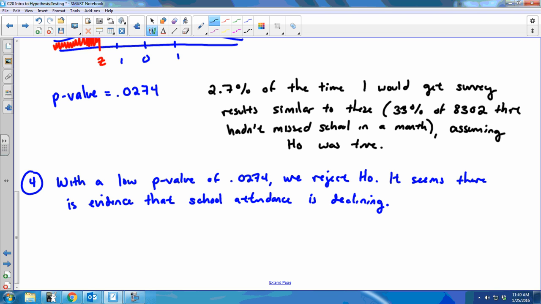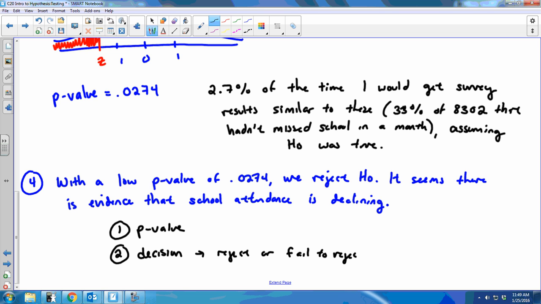In your conclusion, you have to have 3 things every single time. 1, you have to have a p-value. You need to report it in your sentence. 2, you have to have a decision. Do you reject or fail to reject? And it needs to be based on the p-value, not just written down like I reject. That's why I said with a low p-value of. See, I set that up.